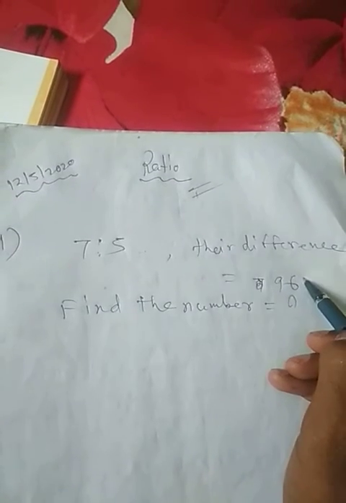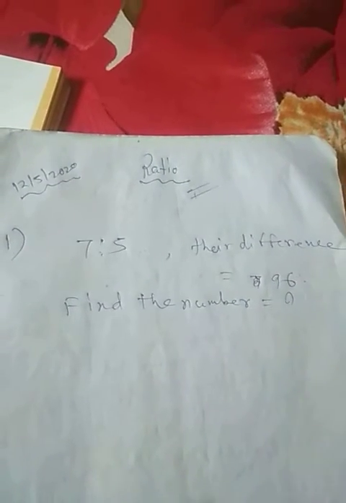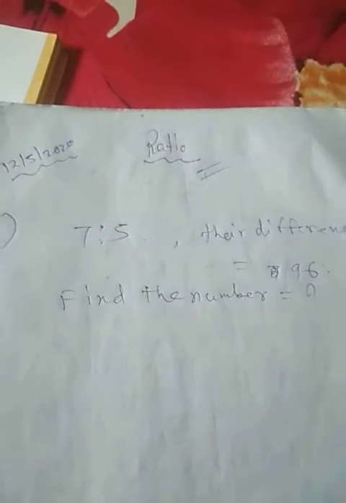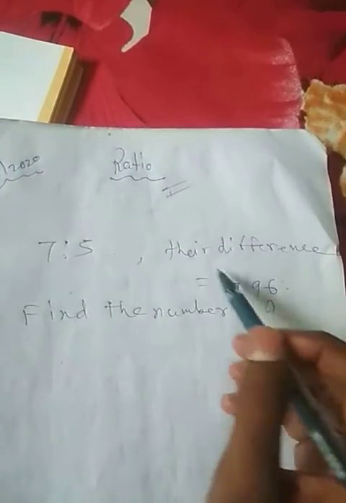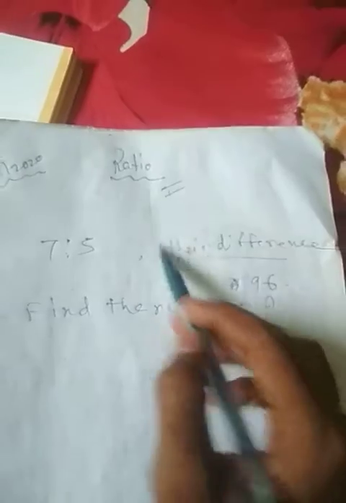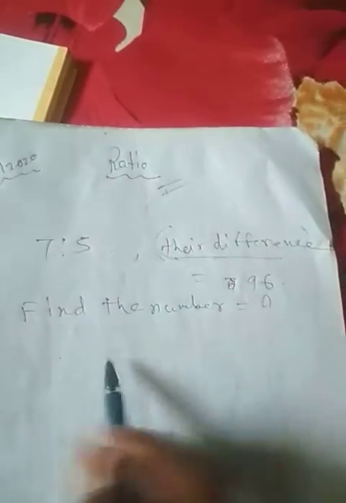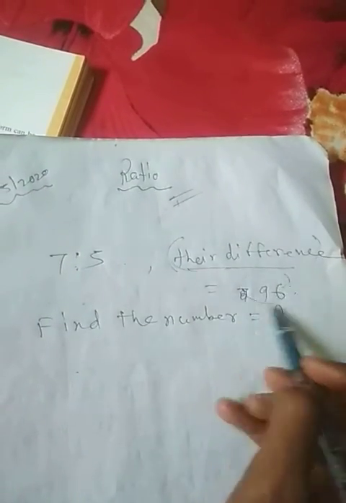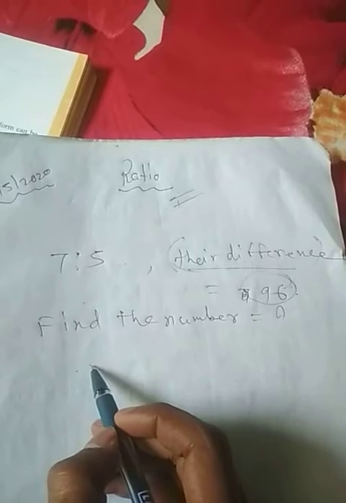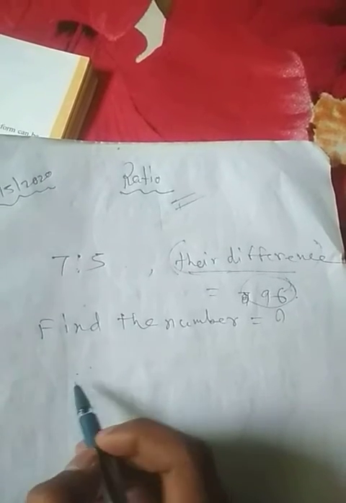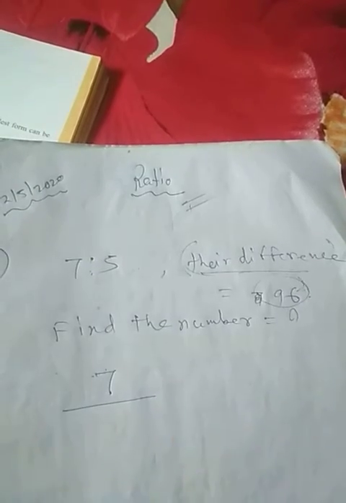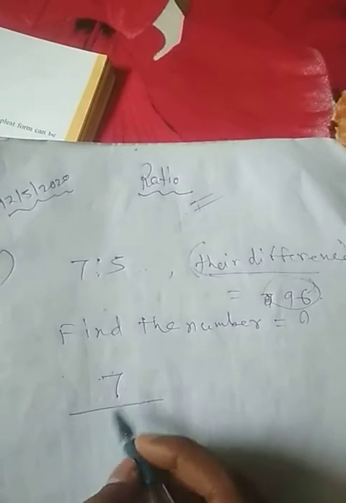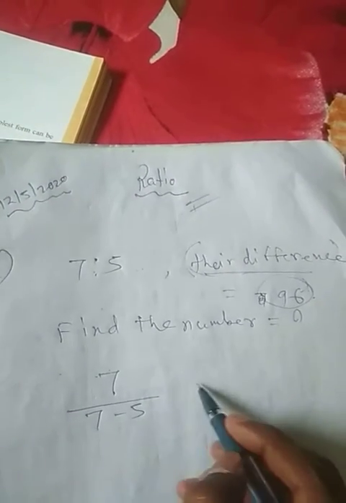You know that the difference is 96. You have to remember, when you are finding any answer, you have to arrange it like that. In the denominator, whatever is provided in the question, you have to write there. Here the difference is provided, so in the denominator there should be the difference, which is 7 minus 5.